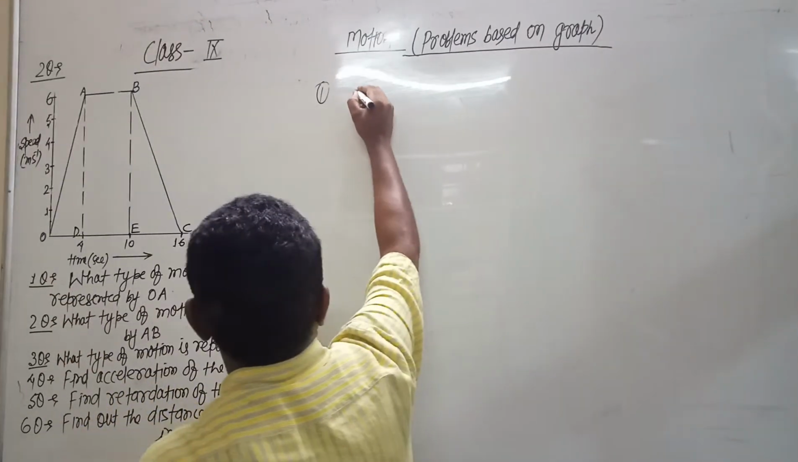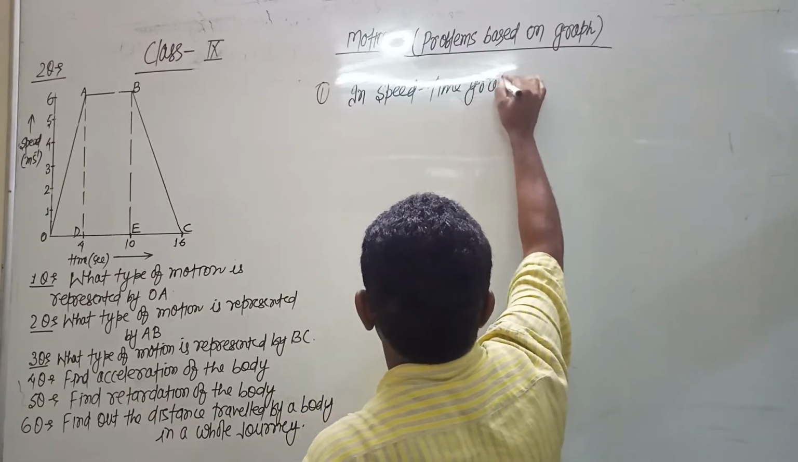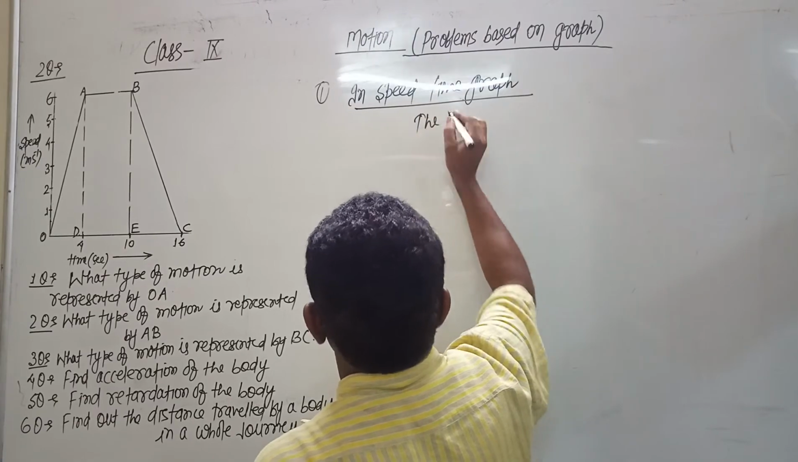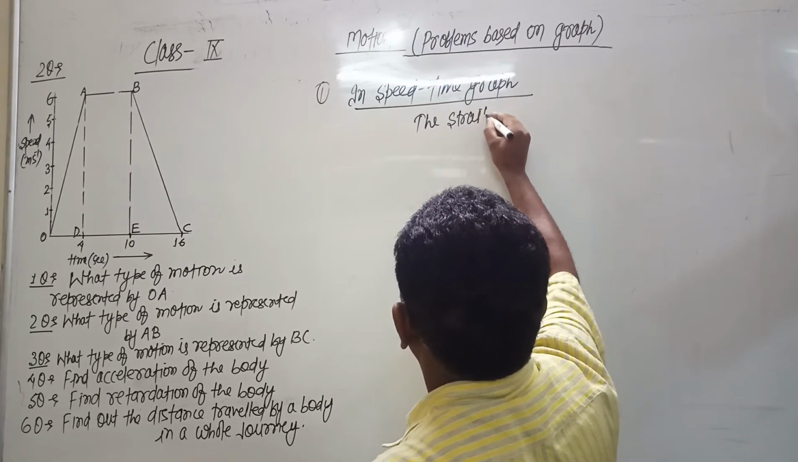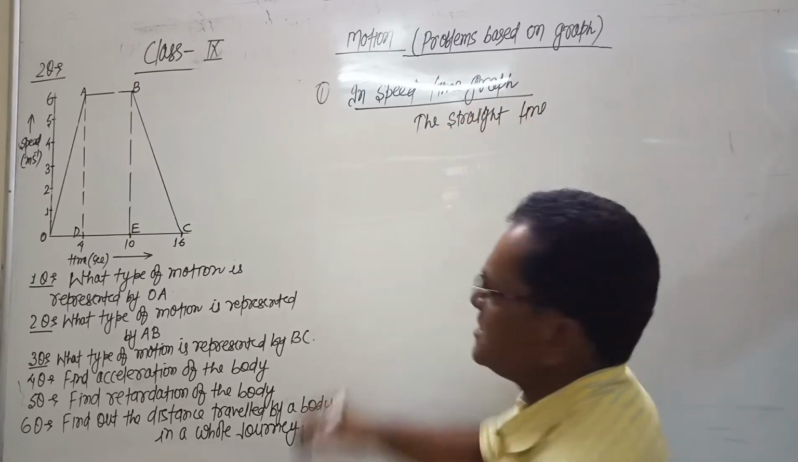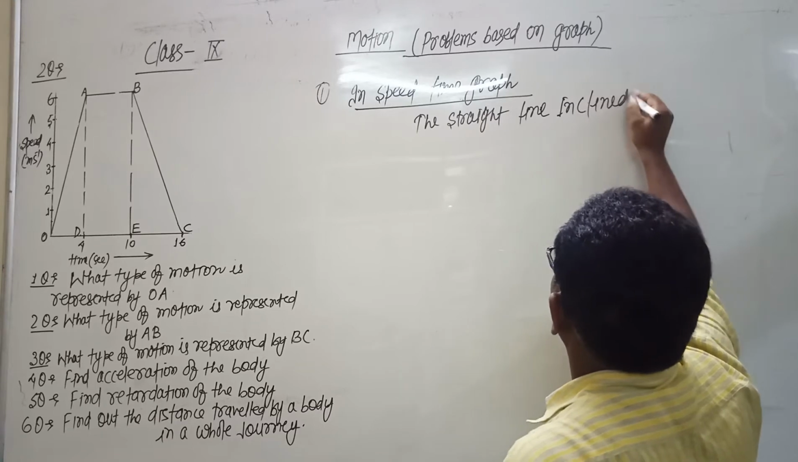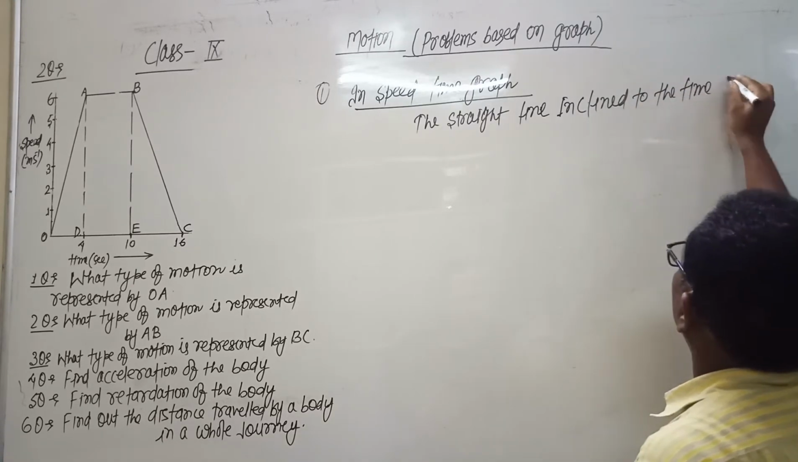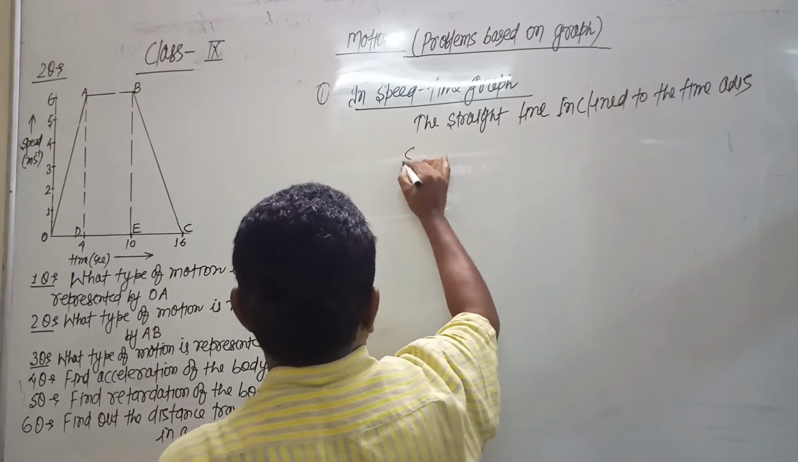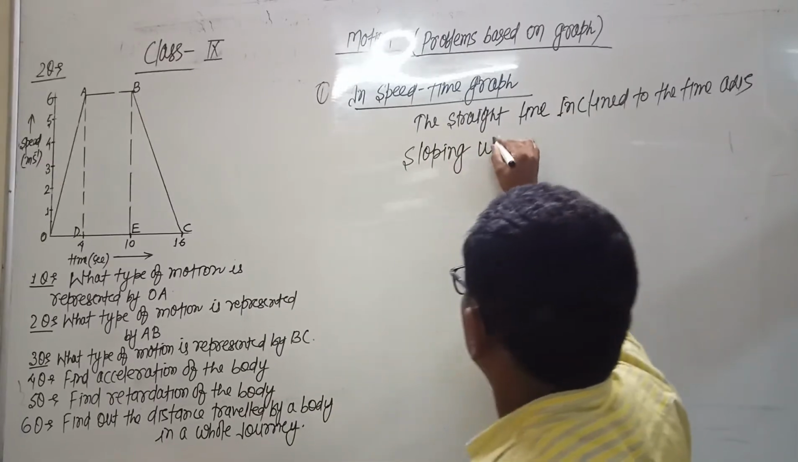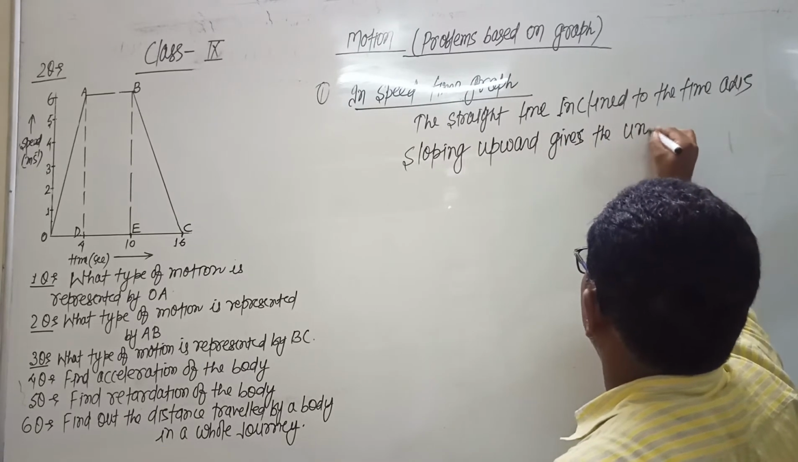So in a speed time graph, the straight line inclined to the time axis, sloping upward, gives uniform acceleration.